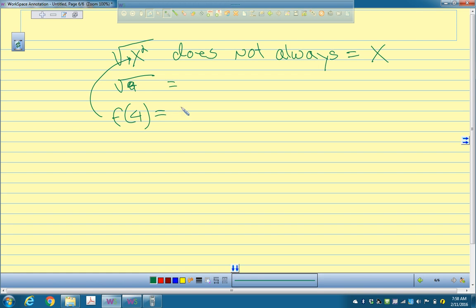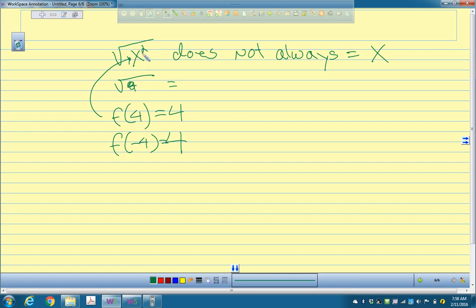It's equal to 4, right? I would take the 4, I'd square it, then I'd take the square root of it. But what is f of negative 4? What's f of negative 4? It's also 4, right? And, okay, so that brings up an important rule, okay?